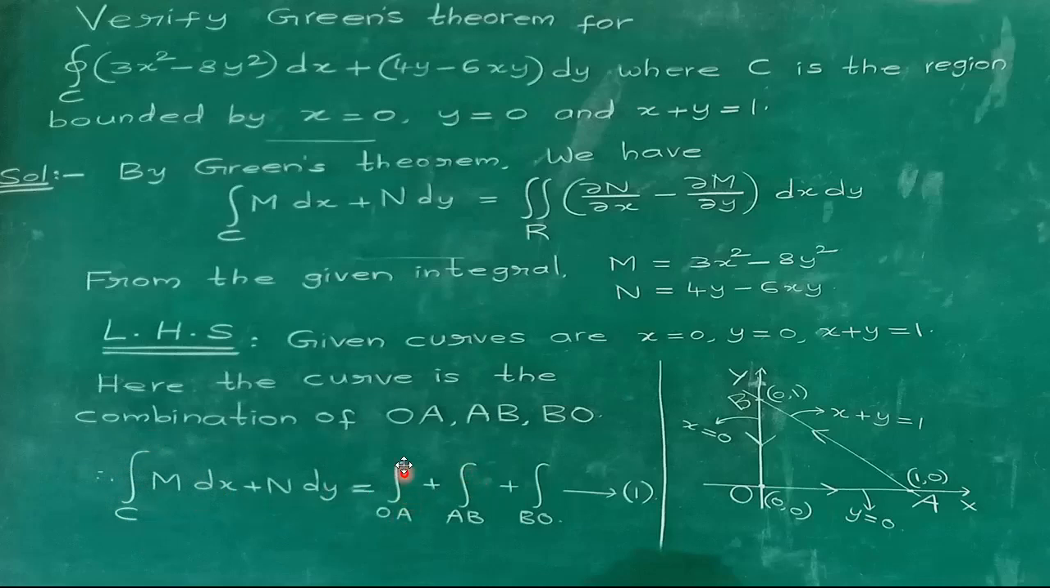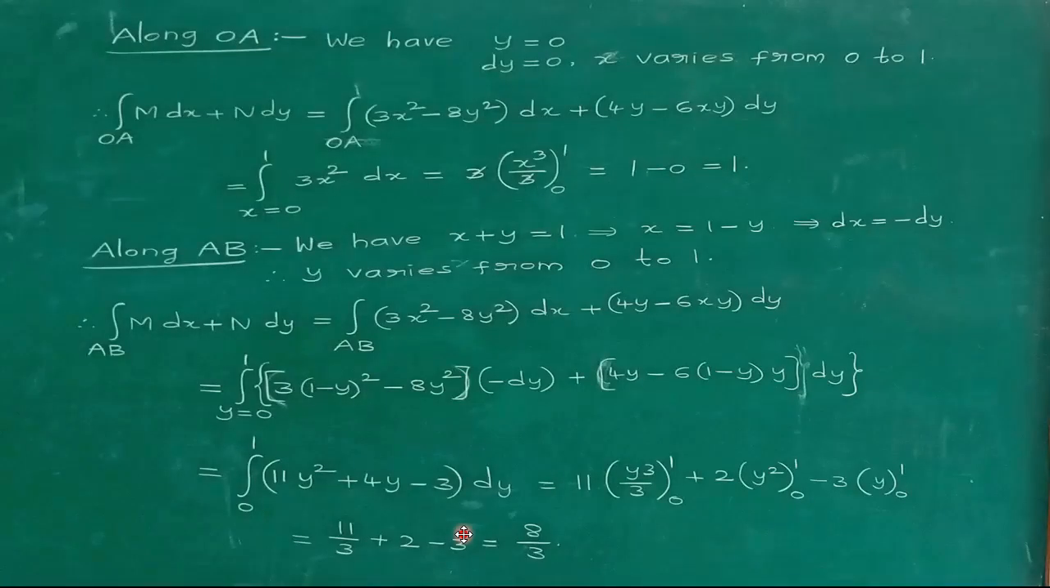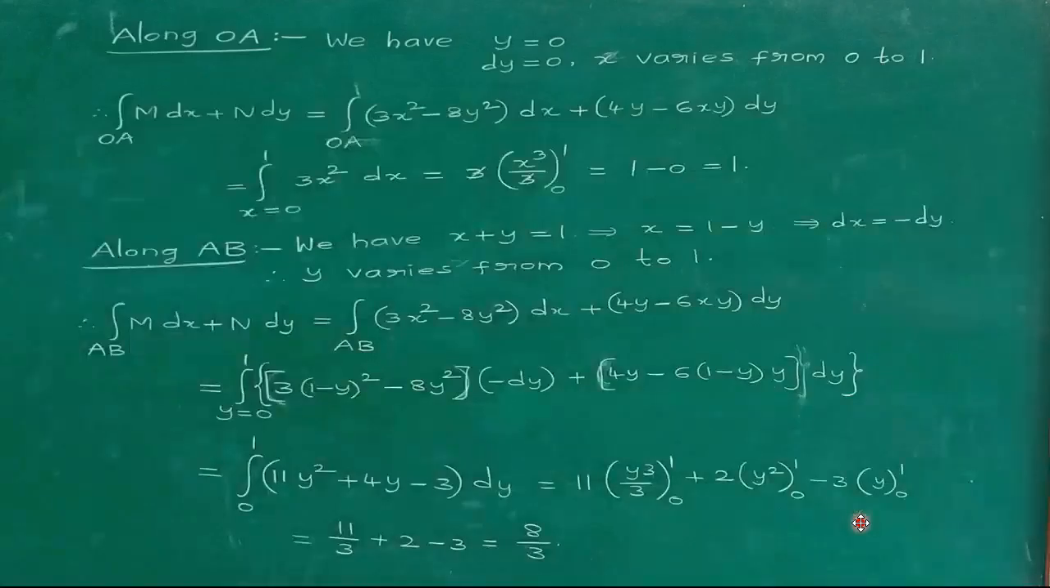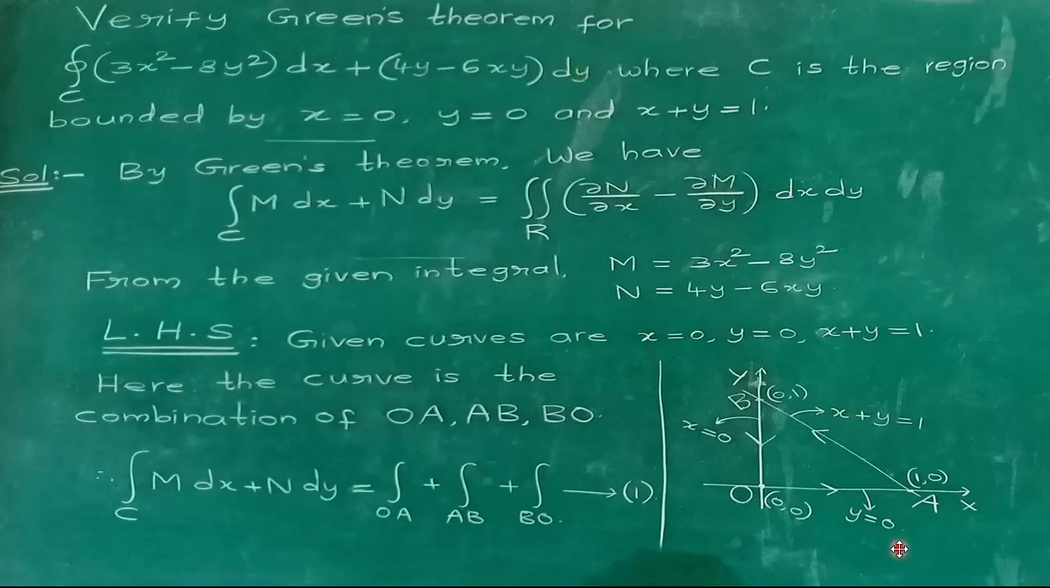First we have to find the line integral value along OA. Along OA, observe the diagram. Along OA, what is the curve name? Y is equal to 0. Here we have y is equal to 0, so dy is equal to 0. Now, if we observe the points OA, O points are 0, 0, A points are 1, 0. Here y is equal to 0 is the curve.